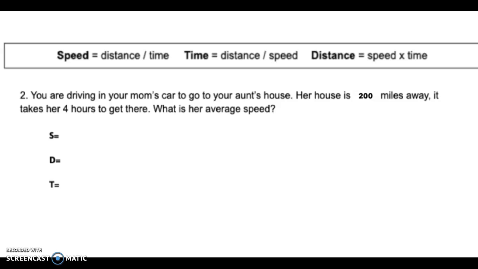So again, I'm going to fill out the information that I know. The first thing here, it says 200 miles. I know that's a form of distance, so I'm going to put 200 miles here. And then the next part says 4 hours to get there. Hours is a form of time. I'm going to put 4 hours right here. That means I'm left with not knowing the speed, and that's why they asked at the end, what is her average speed?